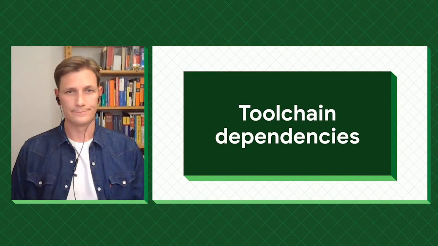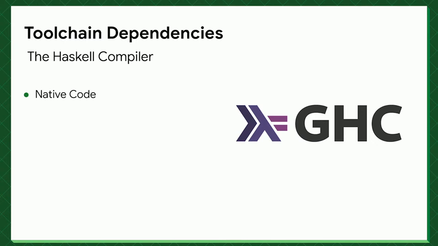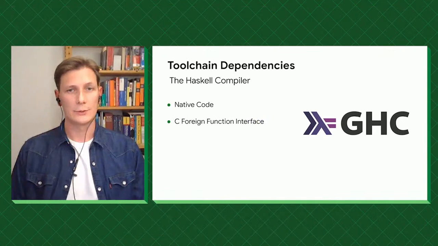Let's start with a brief overview of the Glasgow Haskell compiler, GHC. GHC compiles Haskell programs to native code. Haskell can link C code and vice versa, thanks to a C foreign function interface. And GHC uses the C toolchain in its compilation pipeline for pre-processing, generating native code, and linking, meaning the Haskell compiler depends on a C toolchain.